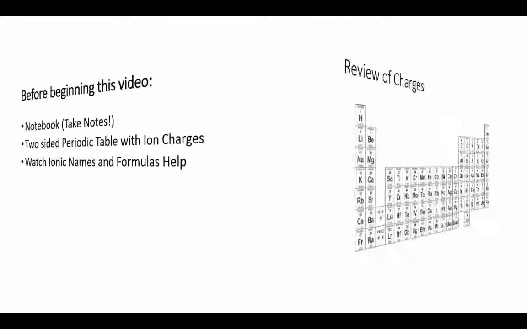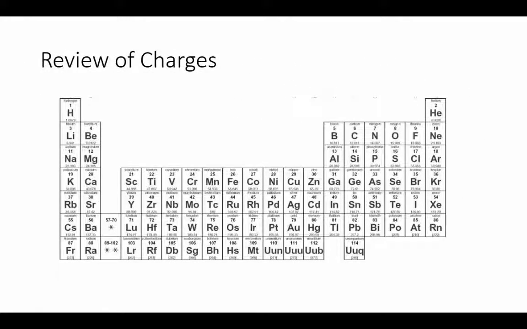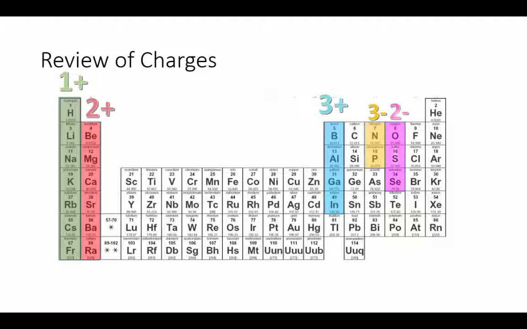Before we begin, it might be helpful to review our ion charges. Group 1 metals, as we saw, are +1. Group 2 metals are +2. And Group 13 metals are 3+. Our non-metals, nitride and phosphide, are -3. Oxide, sulfide, and selenide are -2. And the halogens, fluoride, chloride, bromide, and iodide are -1.